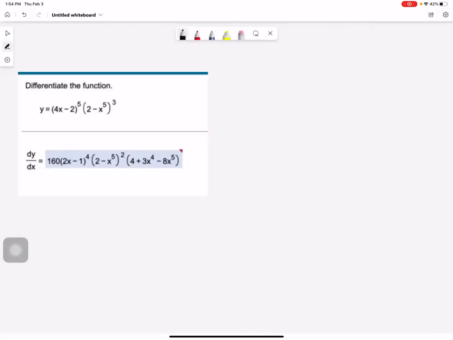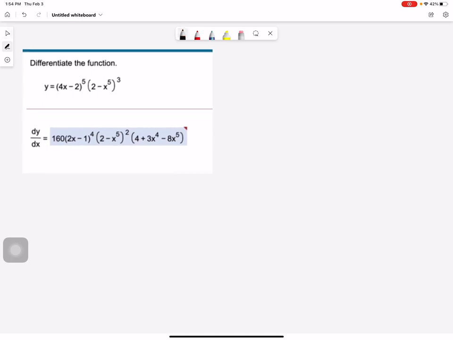All right, so this question was sent to me. If I had to assume, I think it would be from section 1.7. I can't really remember. I don't have it in front of me. But this is asking that we differentiate this function.